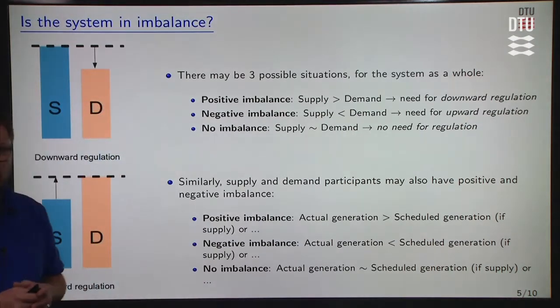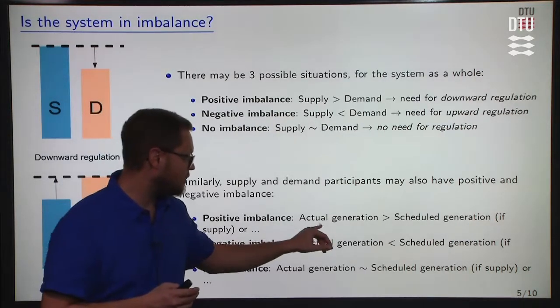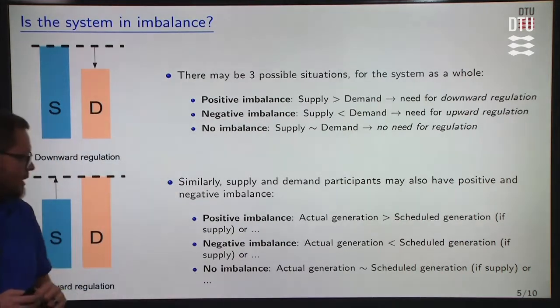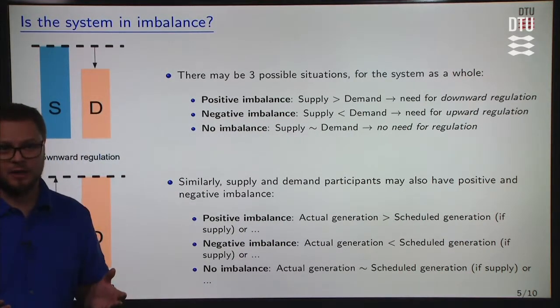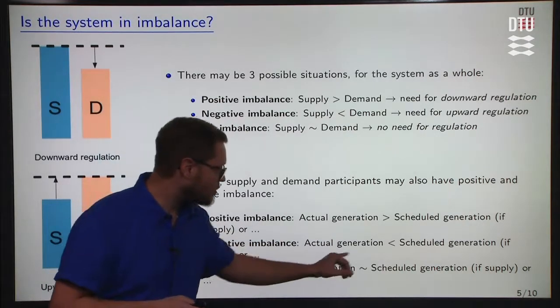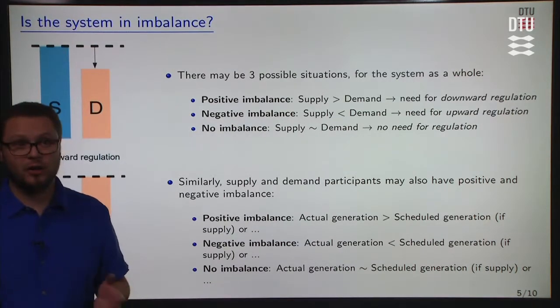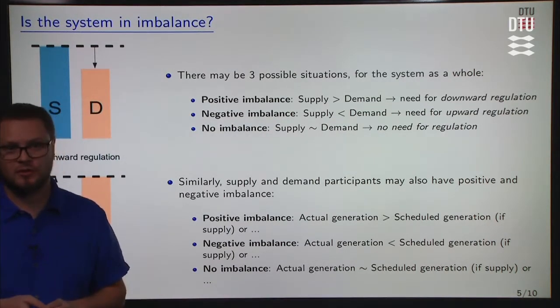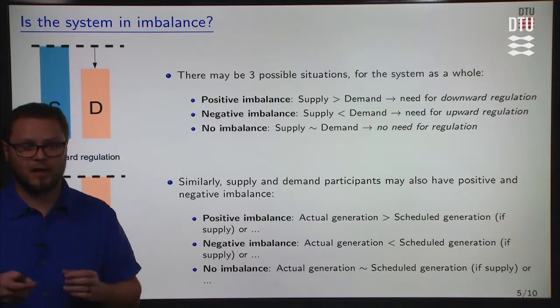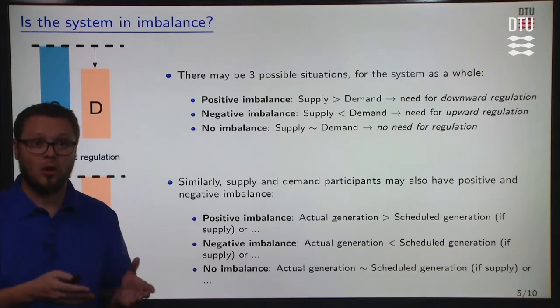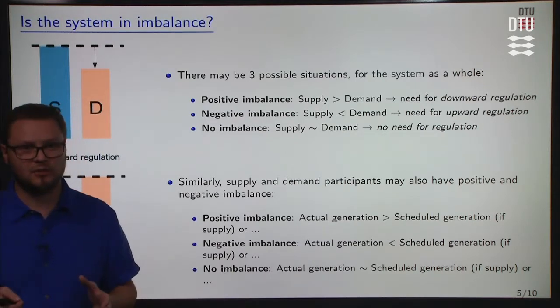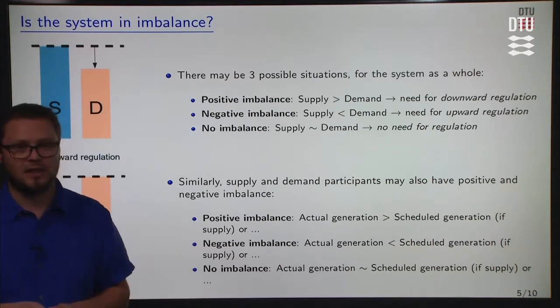Let's look at the supply side as an example. If on the supply side, actual generation is more than scheduled generation, you have a positive imbalance. It's the opposite on the consumption side. If actual generation is less than scheduled generation, then we have a negative imbalance. Again, it's the opposite on the consumption side. And if the market participant on the supply side or on the consumption side respects its schedule, we talk about no imbalance. And then eventually there shouldn't be a settlement for that.